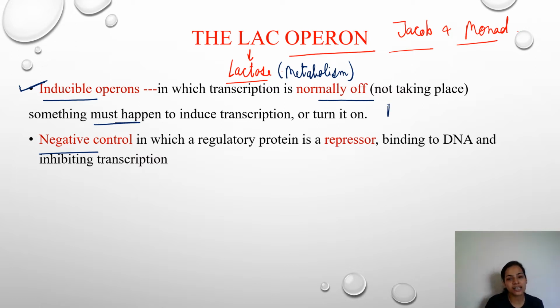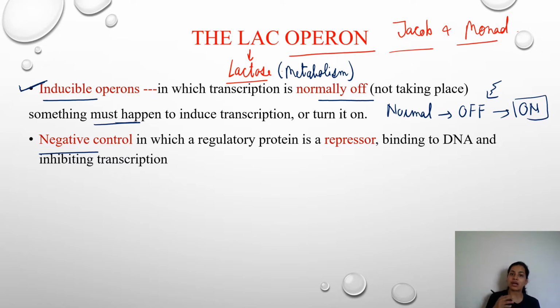In the normal case, the operon is off. So there has to be a stimulus. Unless and until there is a signal or a stimulus which will convert this off mode into the on mode, it stays off. So the operon has to be induced. The transcription and translation of the genes in this operon has to be induced. That's why this operon is called an inducible operon.